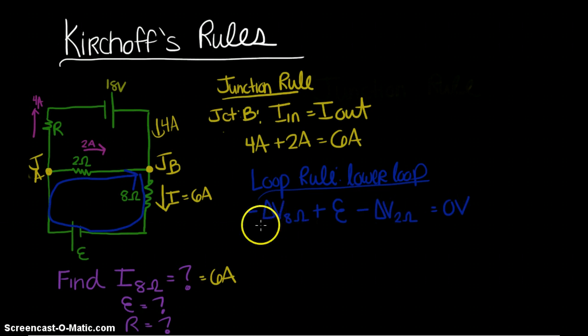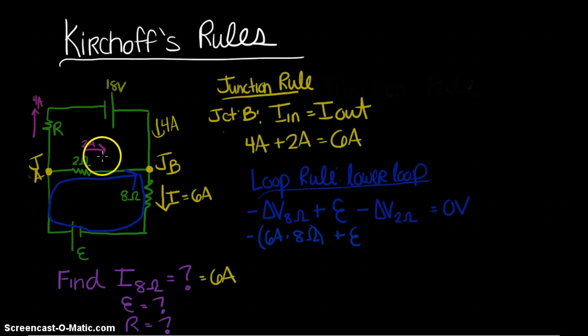Let's see what we can get out of this. I don't know the delta V across the 8 ohm resistor, but at this point I do have the resistance and I have the current through it. So I could easily find the delta V across the 8 ohm resistor. I could model that as its current, which is 6 amps, times its resistance, which is 8 ohms. So I'll figure that out in a minute. Plus E, which is what I'm looking for.